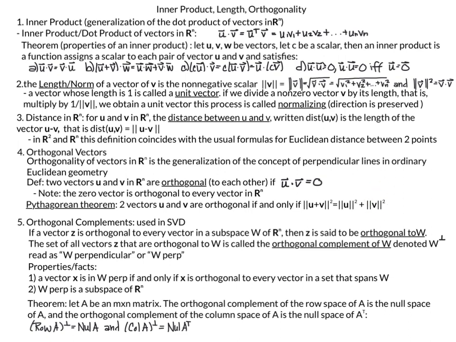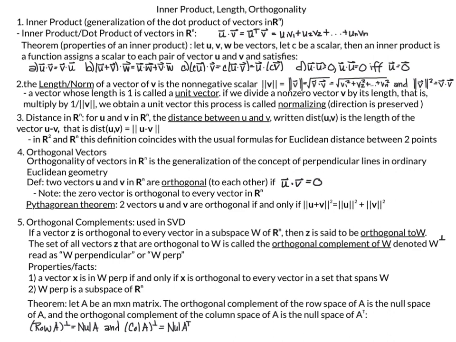Last, we will talk about orthogonal complements, which we'll bring up again when we talk about singular value decomposition in a future chapter. So if z is orthogonal to every vector in a subspace W of Rn, then z is said to be orthogonal to the subspace W. The set of all vectors z that are orthogonal to W is called the orthogonal complement of W and is denoted W perpendicular, with this perpendicular sign written over here, also called W perp for short.